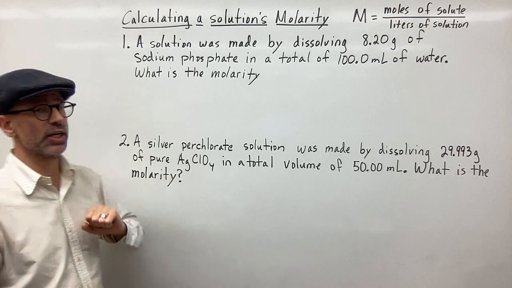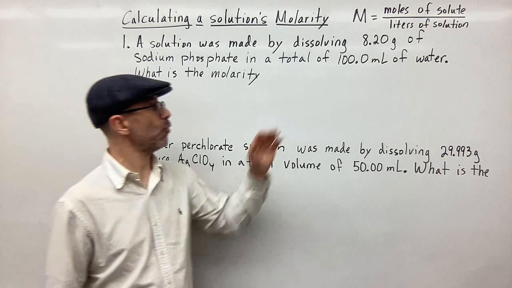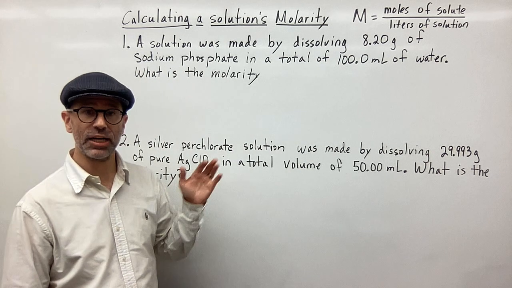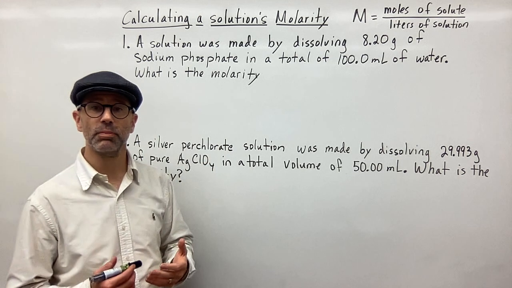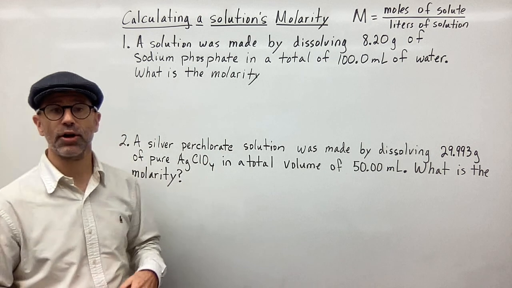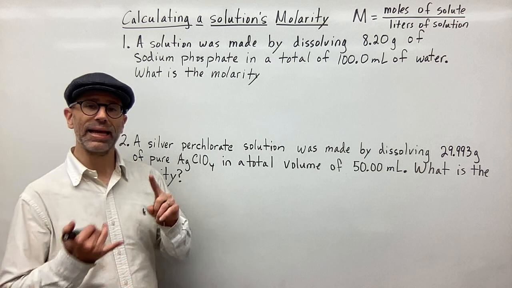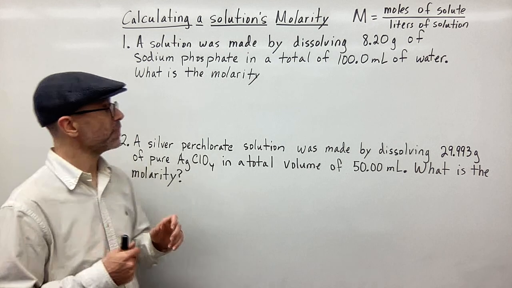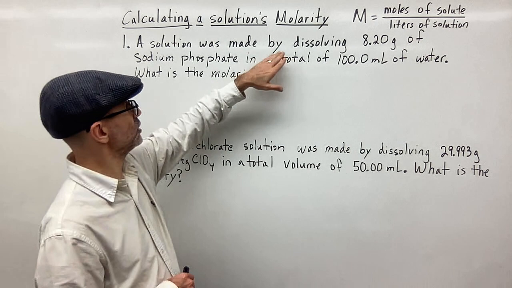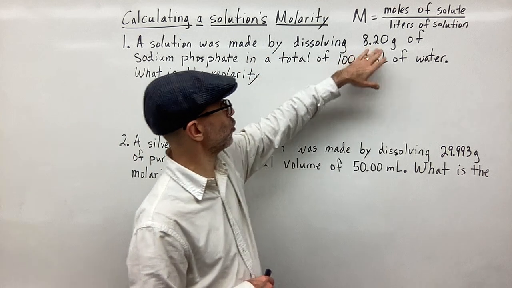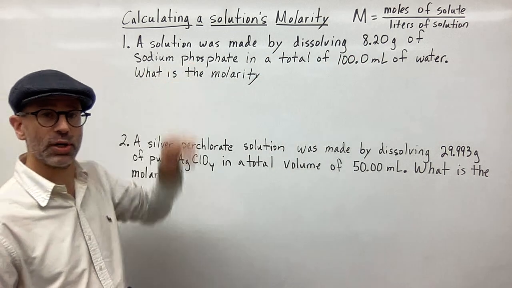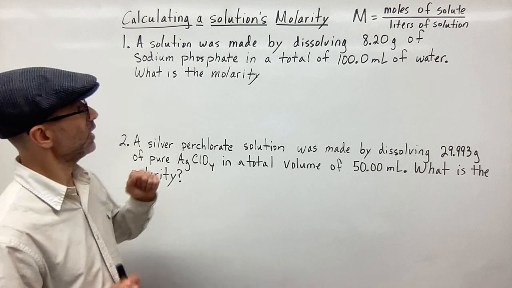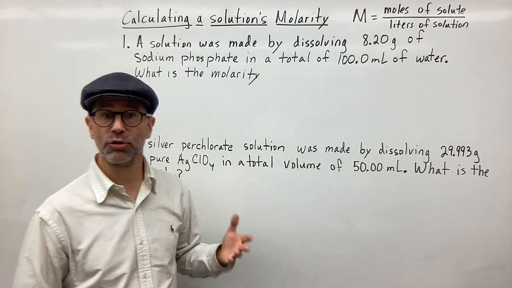So we're told a solution was made by dissolving 8.20 grams of sodium phosphate in a total of 100 milliliters of water. So then they're asking me, what's the molarity? So again, I need the moles of the solute and I need liters of the solution. So what do they give me of the solute? I'm dissolving 8.20 grams of the sodium phosphate. So the sodium phosphate is my solute. That's what's being dissolved. I need that in moles. What did they give me? They give me grams. So I'm going to have to convert grams to moles.